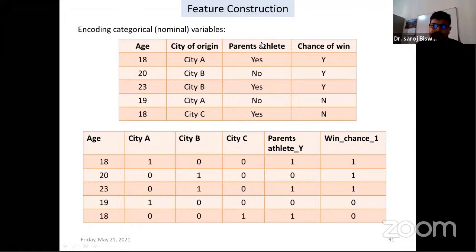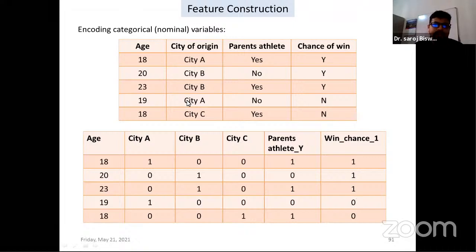And here in this case, the parent athlete, because it is yes and no, can be represented by only 2 values, 0 and 1. If it is yes, then it is represented by 1. If it is no, it is represented by 0. And chance of win again, it is yes, no. So we're having 2 options, so here we made it 1 and 0.